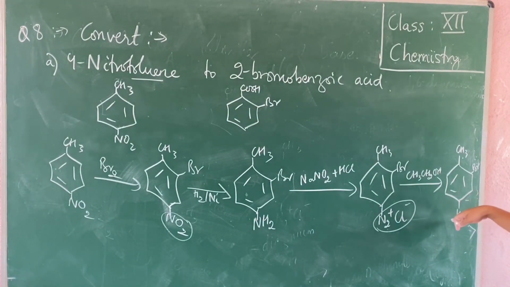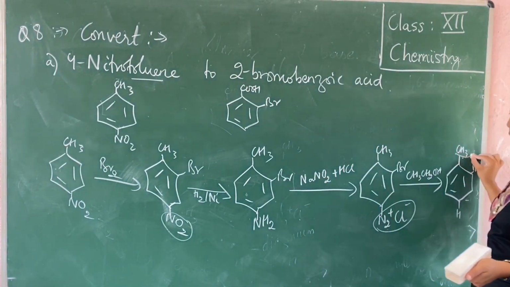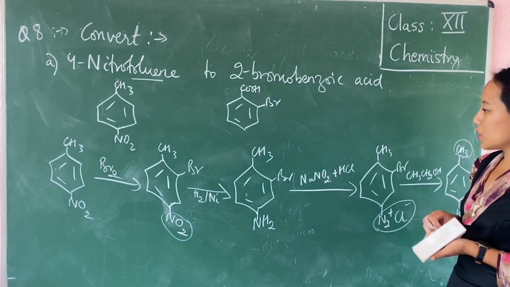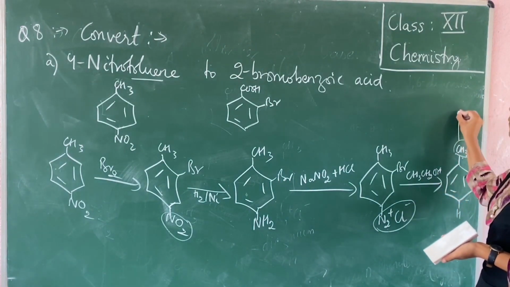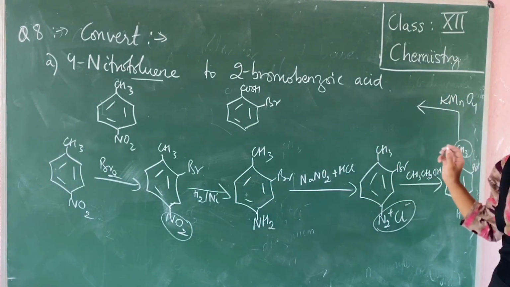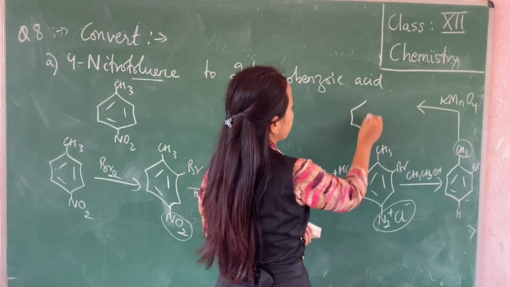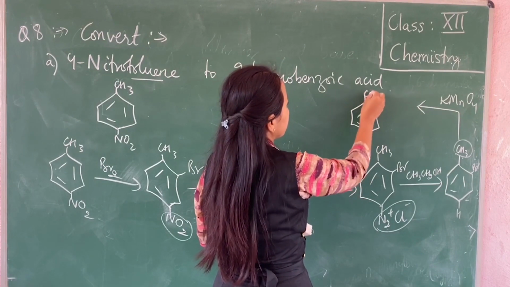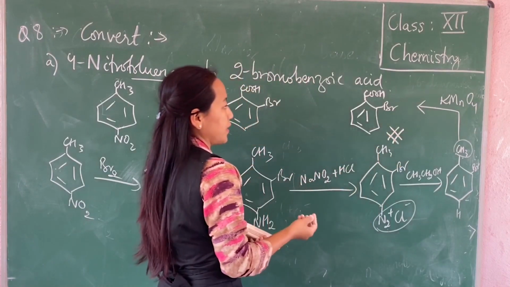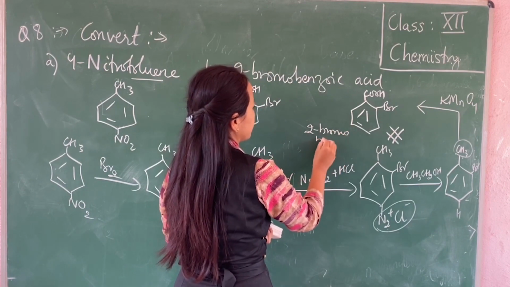Okay, now once you have got this, you have to get a benzoic acid. So you have to think about converting this methyl group to COOH. For that you need to carry out oxidation. So I'm going to oxidize this with the help of a strong oxidizing agent, that is KMnO4. Potassium permanganate is a strong oxidizing agent, and this CH3 will oxidize to COOH, and then you have your bromine on the 2nd carbon atom. This is the product that we are trying to get, that is 2-bromobenzoic acid.